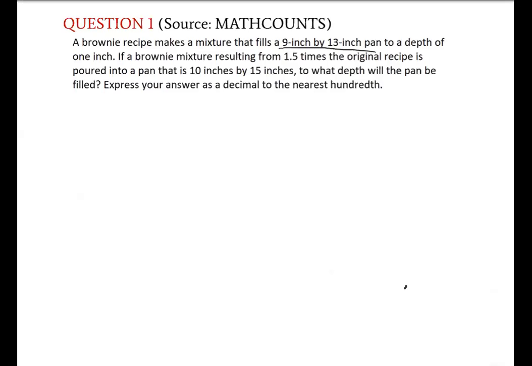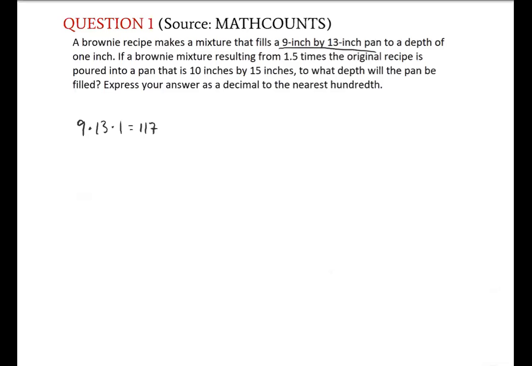So we know that volume is just multiplying all of the sides together. So you have 9 times 13 times 1, that is equal to 117.